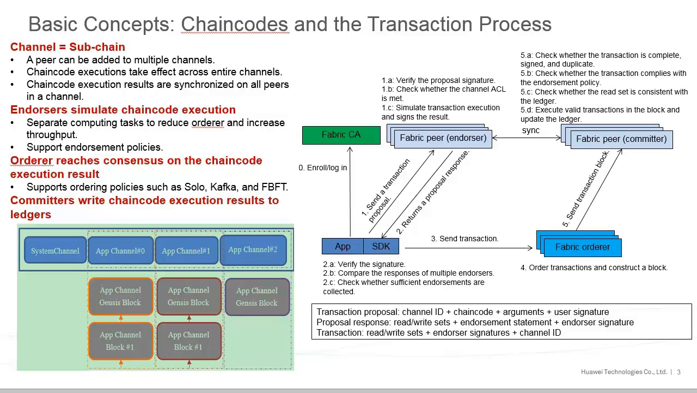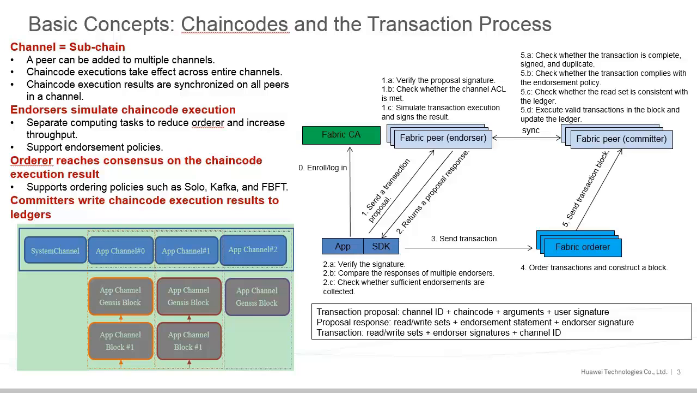The figure on the right shows the basic transaction process. Our application integrates the Fabric SDKs and obtains the authentication certificate from Fabric CA. When a transaction occurs, the application uses the SDK to submit a proposal, called a transaction plan, to the peer node. The peer performs a preliminary check, like checking the signature or ACL for instance, and then simulates the transaction execution. It executes the chain code, signs the execution result, and returns the result to the SDK.